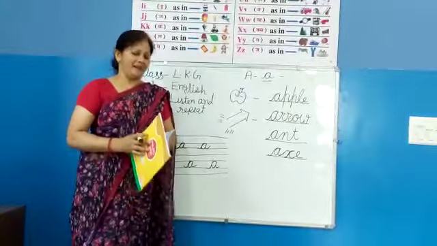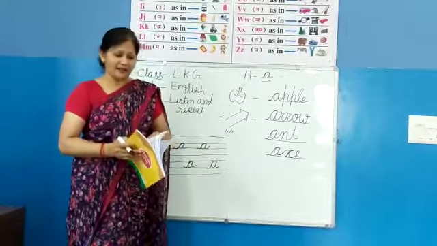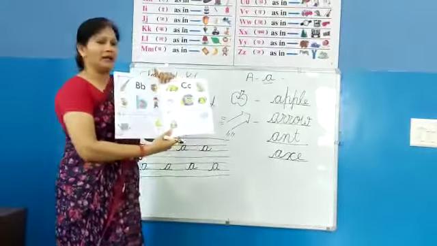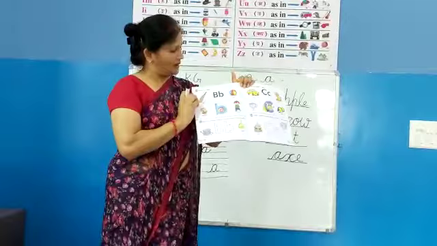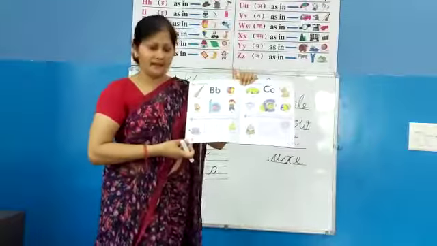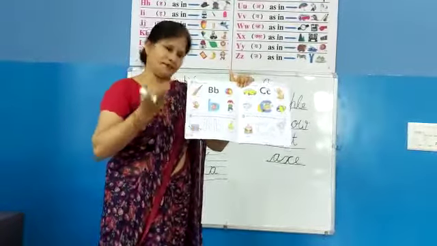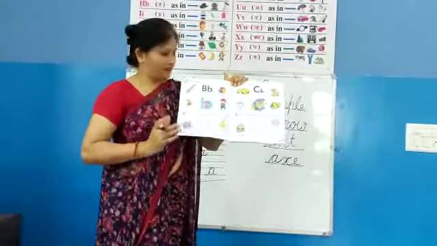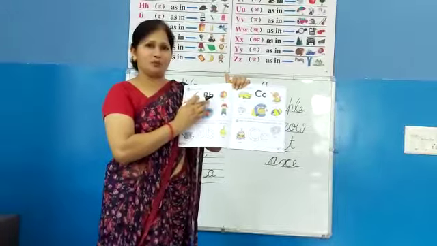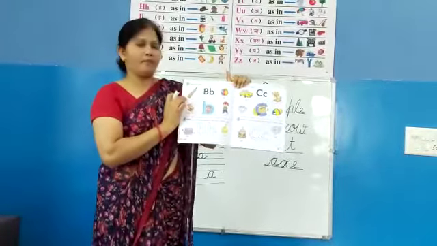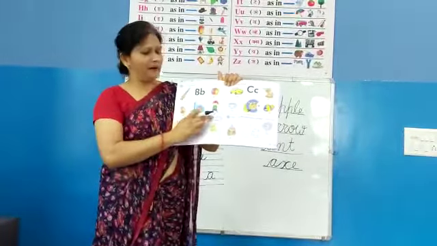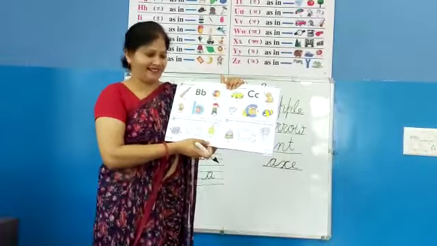Next letter is B. Next letter B. Okay. Look at the book, children. Letter B. Okay. Page number 6. Concept. Then we listen and repeat. Okay. This B. This capital letter and this small letter. Okay. This bat, ball, butterfly, boy and bear. Okay.